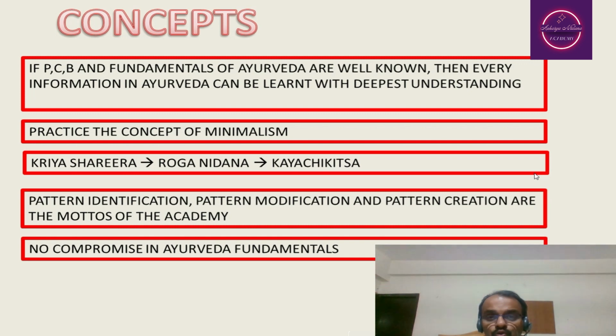Second concept, we have to practice the concept of minimalism. Minimalism in the sense we have to take one small topic, then we have to gain the knowledge from different angles. That means we have to go for the brainstorming of that particular topic from the point of Ayurveda, from the point of physics, from the point of chemistry, from the point of biology, from the point of metaphysics, etc. So we do the brainstorming from different angles so that we can have the deepest understanding of that particular topic.